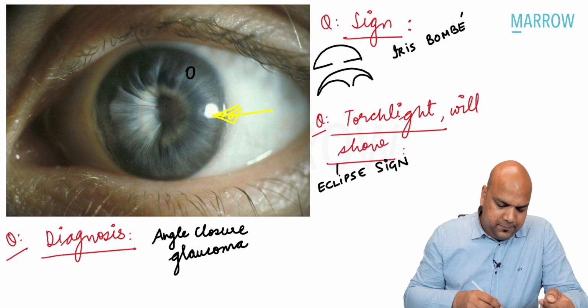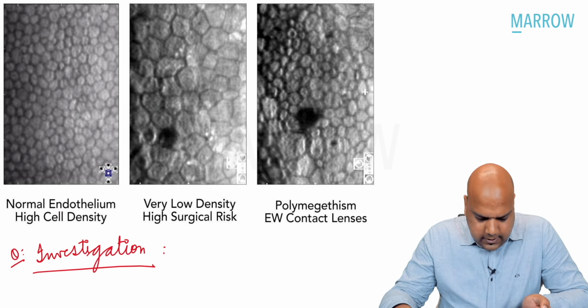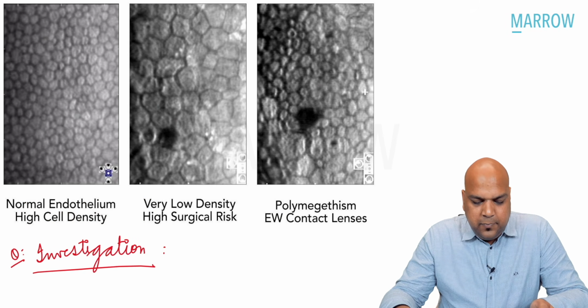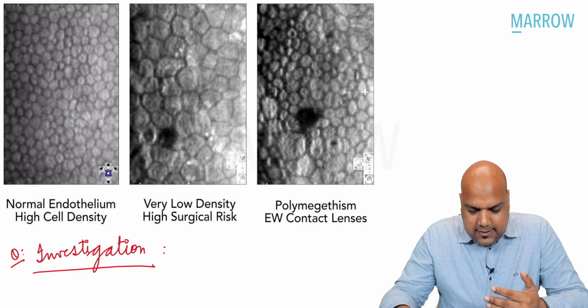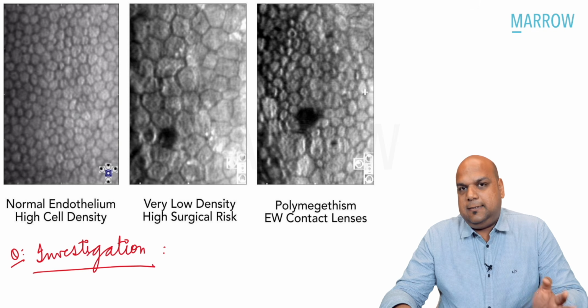All right. Now we see this image, and they've asked you which investigation is this. In this, the left side image is showing normal endothelium, high cell density. In the second image, it is written very low density, high surgical risk. And in the third image, it is written polymegathism, extended wear contact lenses.